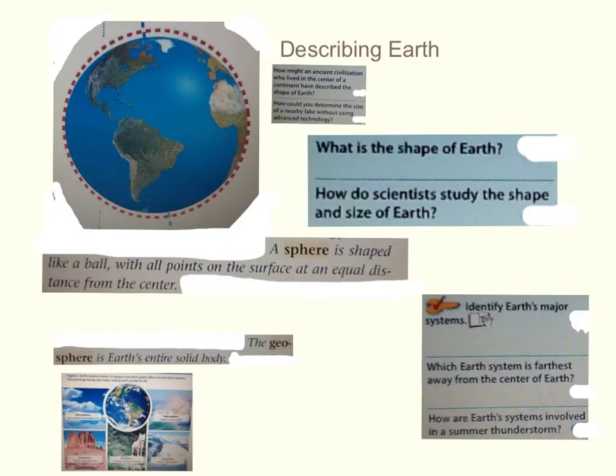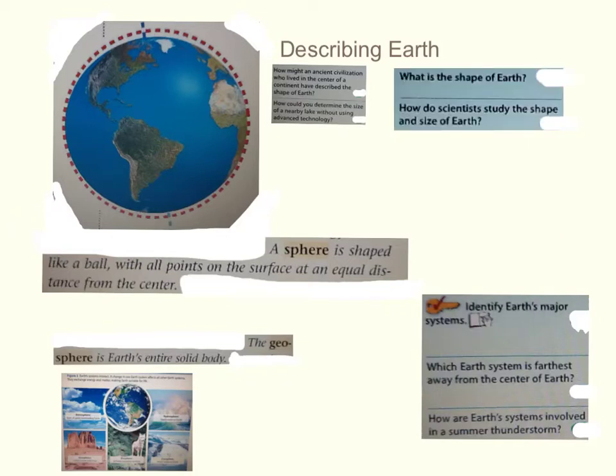Also, how do scientists study the shape and the size of Earth? Let's see if you can answer that one. Shouldn't be difficult. You're all very smart, and you've all had a little bit of knowledge before, so use that knowledge to answer the questions that we have in front of us. Okay? And then we're going to move on.